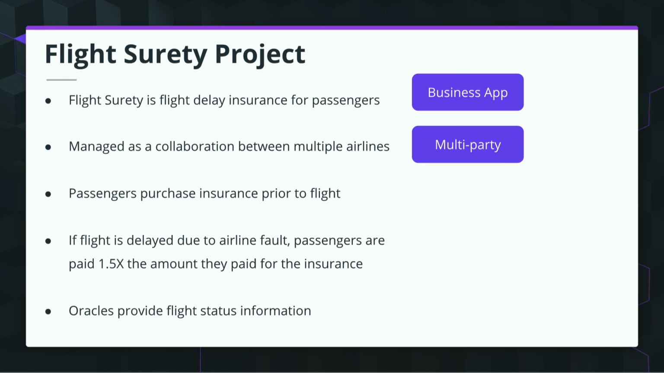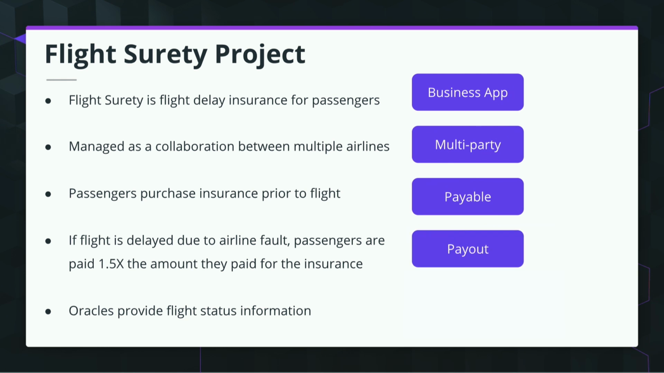When passengers have to purchase insurance prior to the flight, you already know how to create transactions where they can pay using the payable keyword. If the flight is delayed and the passenger has to be paid, you now know from our earlier lessons that it would be unwise to send money to the passengers. Instead, you would credit their account and have them withdraw the funds. And so that's the payout capability. And finally, to get the flight information, we'll be using oracles. So that's the overall architecture.